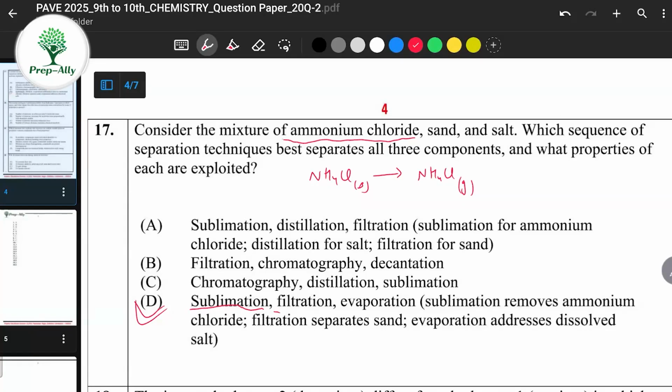Then filtration. What will this filtration do? This filtration can remove the sand particles physically. And finally, evaporation. What will happen with evaporation? You can separate salt and water by the evaporation method, because all the water will convert into vapor form and salt will remain as it is. So the sublimation removes ammonium chloride, filtration separates sand, evaporation addresses dissolved salts. So this is the only correct option.